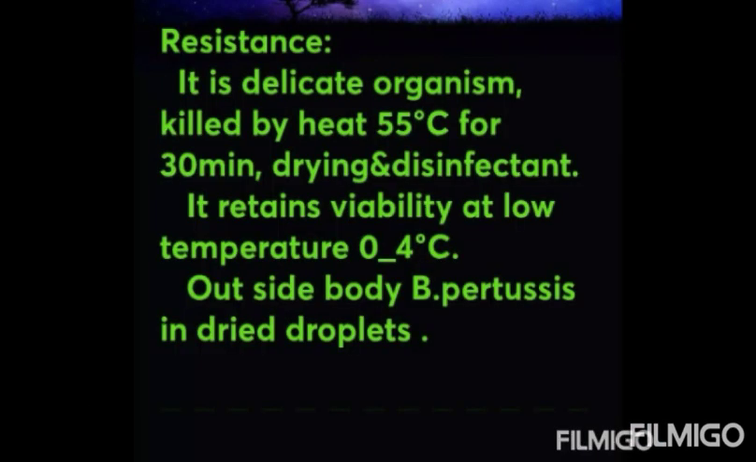Next, moving on to resistance. It is a delicate organism, killed by heat, drying and disinfectants. It requires 55 degrees Celsius for 30 minutes to be killed, and it retains viability at low temperature, that is 0 to 4 degrees Celsius. Outside the body, Bordetella pertussis is present in dried droplets and is said to survive for 5 days on glass, 3 days on cloth and a few hours on paper.